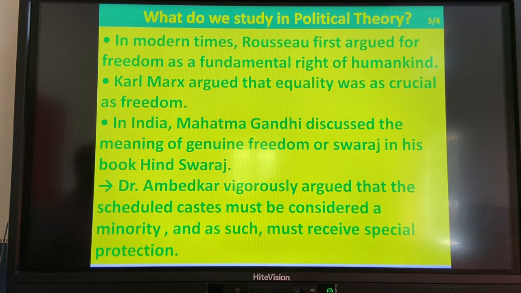In modern times, Rousseau first argued for freedom as a fundamental right of humankind. Karl Marx argued that equality was as crucial as freedom. In India, Mahatma Gandhi discussed the meaning of genuine freedom or Swaraj in his book Hind Swaraj. Dr. B.R. Ambedkar vigorously argued that the scheduled castes must be considered a minority and as such must receive special protection.